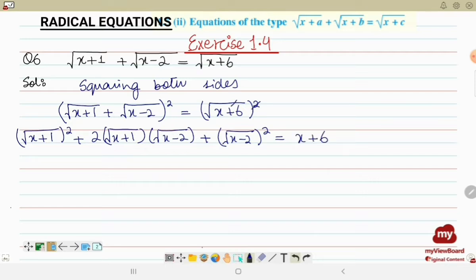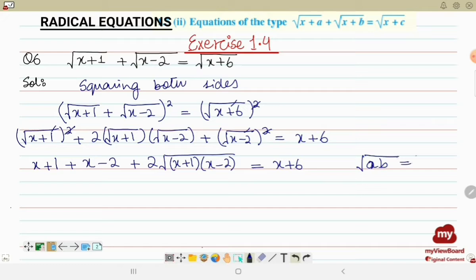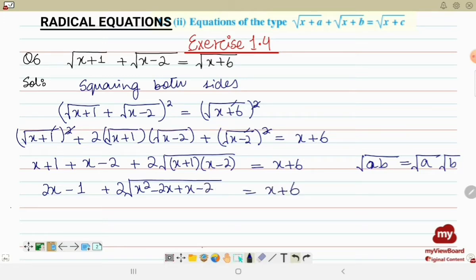So now we'll just open up the square. Square will get cancelled by the root. So x plus 1 from the first term, and from the last term x minus 2. And the two terms here 2ab, they are going to multiply. So if the radical signs are separate, you can make them written in collective form. Like this, we have already studied the radical properties, so you can easily write it like that. Here x plus x becomes 2x, 1 minus 2 becomes minus 1, and here when you multiply the two terms, you will get x square minus 2x plus x minus 2 equals x plus 6.